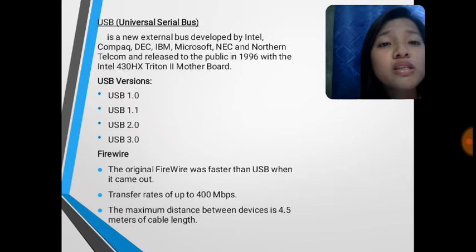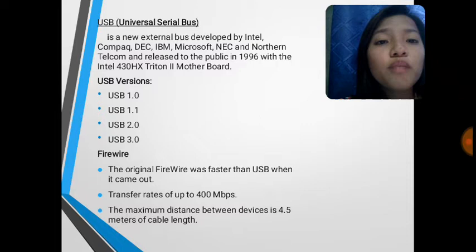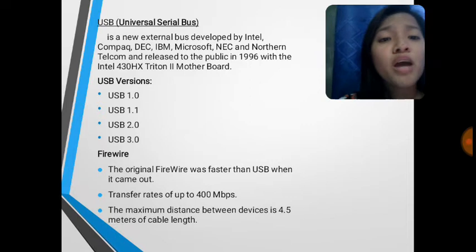What is USB? Universal Serial Bus is a new external bus developed by Intel, Compaq, DEC, IBM, Microsoft, NEC, and Northern Telecom, and released to the public in 1996 with the Intel 430HX Triton 2 motherboard. USB versions: USB 1.0, USB 1.1, USB 2.0, and USB 3.0.